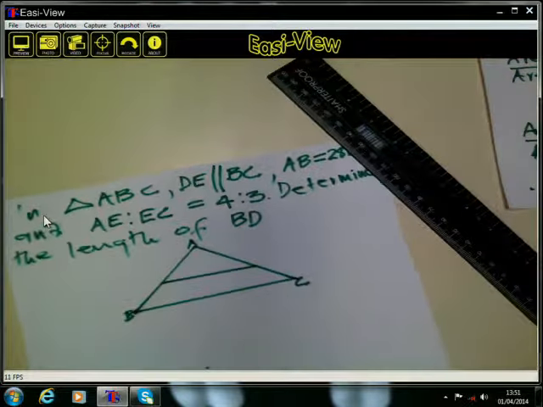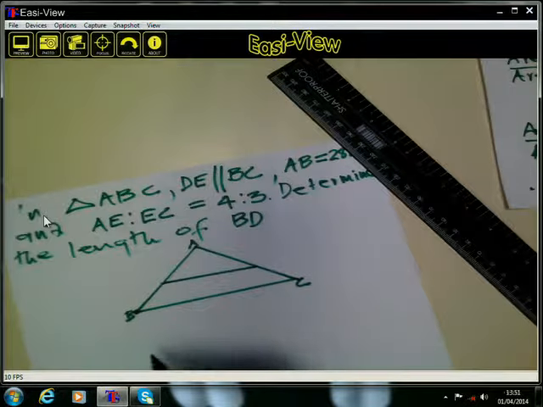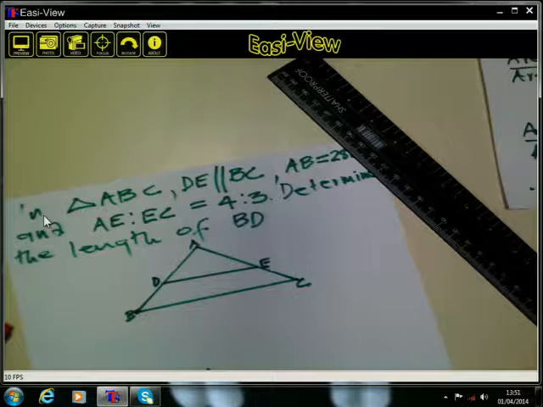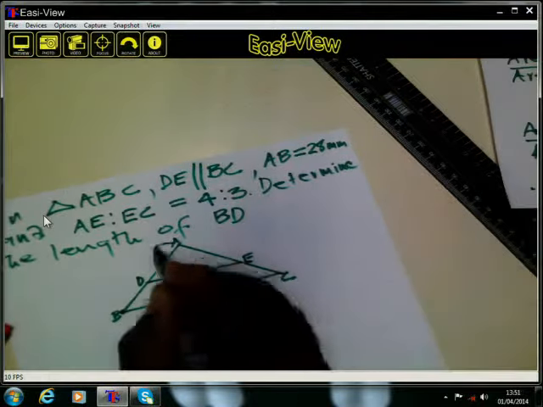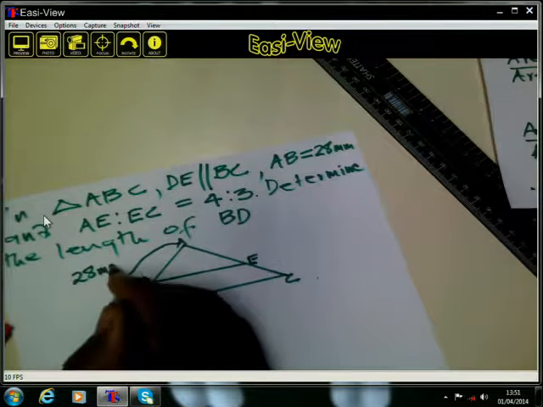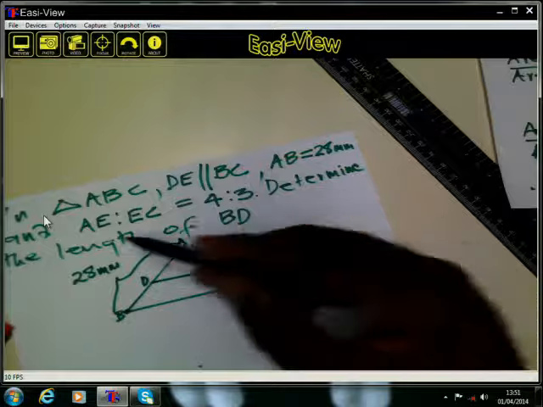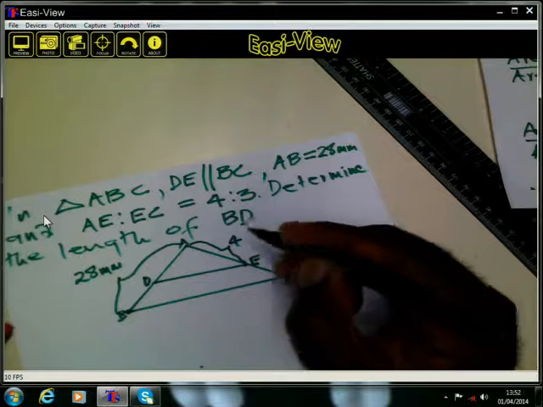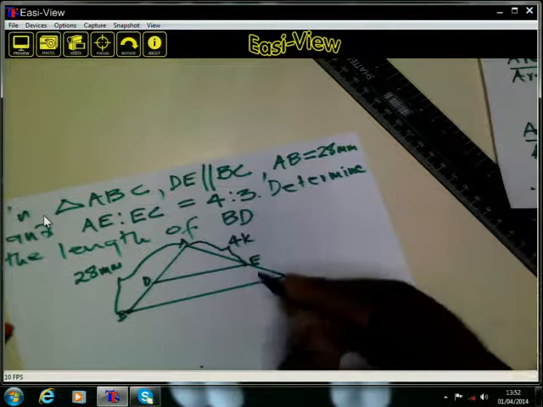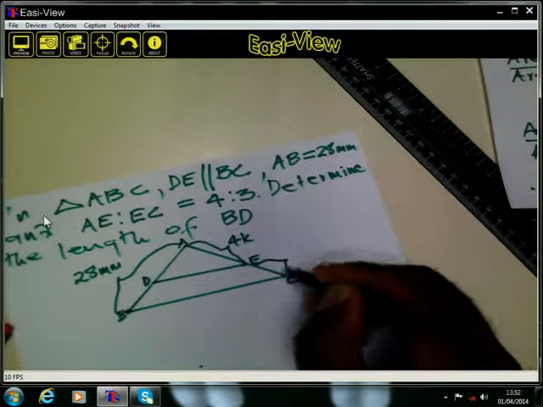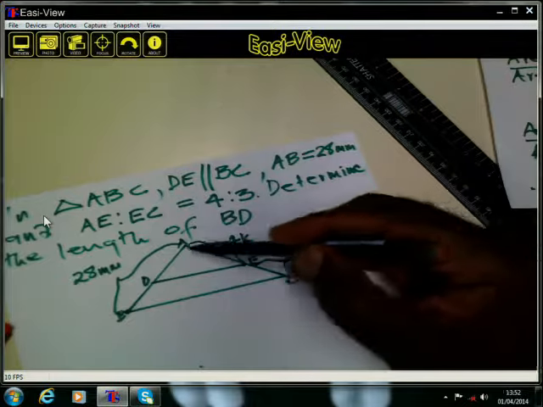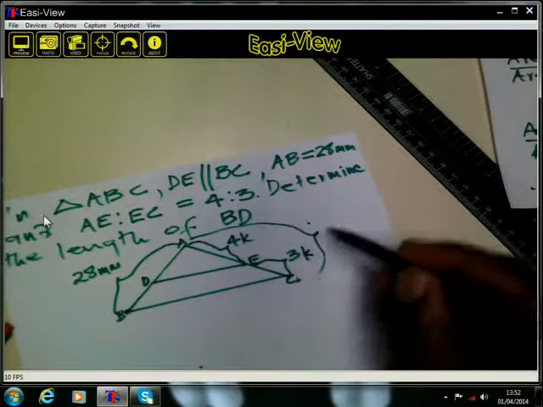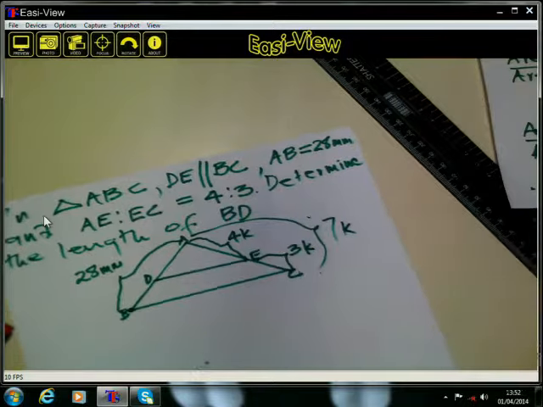Because at least here we are not solving a theorem. We are actually on a rider. This is what is called a rider. We are applying a theorem. So it means we have DE, which must be parallel to BC, as given in the statement. Now, they say AB. Where is AB? This is where AB is. AB must be 28 millimeters long. And when you look at AE, they say AE must be 4 units, which I will prefer to write as 4K. EC will be 3 units, so this will be 3K. Such that when you look at the whole side AC, it must give you 7 units long. That is from here to here.